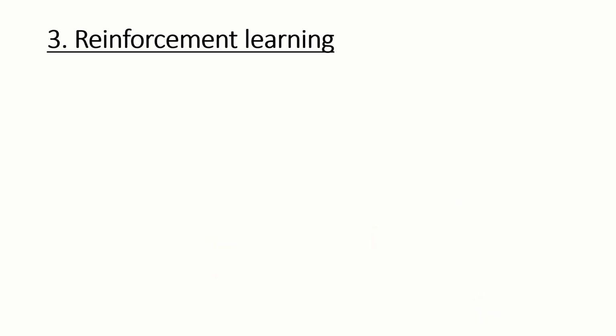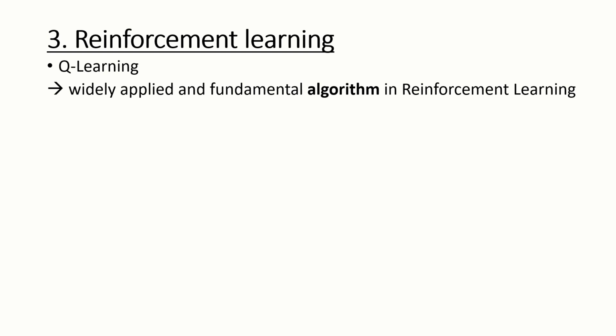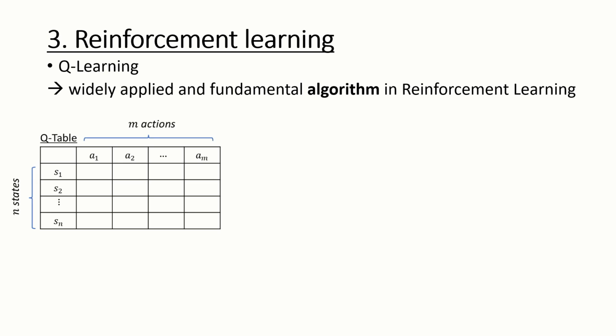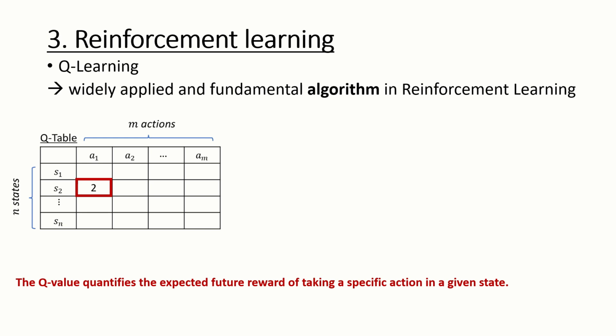One fundamental algorithm in reinforcement learning is Q-learning. It makes use of a Q table, which stores every state and every action, and the Q values in the Q table quantify the expected future reward of taking a specific action A in a given state S. And the goal of Q-learning is to fill in this table with accurate values by interacting with the environment.